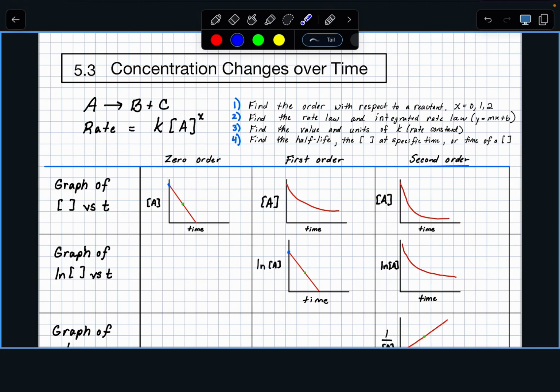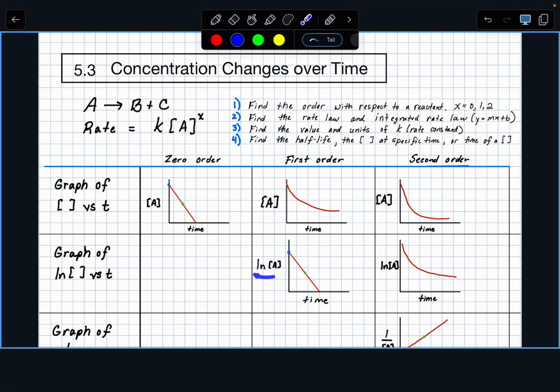Either you will be graphing the data, or somebody else, or the problem will be giving you the graph. But if it's linear, immediately it's zero order, which means up here in the exponent is a zero. If you graph it and it's some kind of curve, you really can't decide if it's second order or first order, because the steepness of the curve is not something you could just make a guess about.